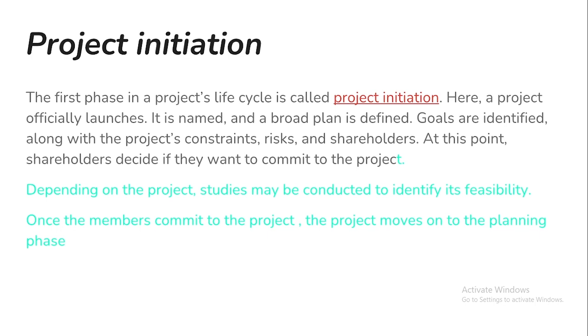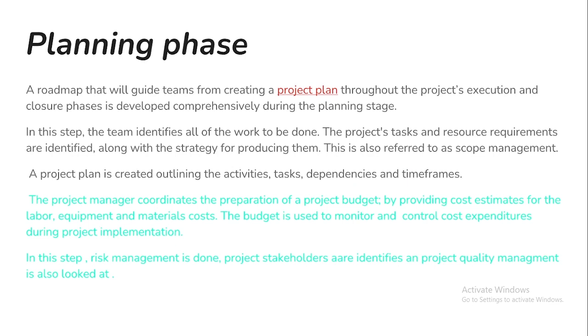So once a project is selected and members are committed to it, then the planning phase is the next stage of this project cycle. So here a project work plan is done. The team identifies the project tasks and resource requirements and the strategy for producing the product or project you've set out to do. This is also called scope management. Scope in terms of time, in terms of resources, in terms of activities.